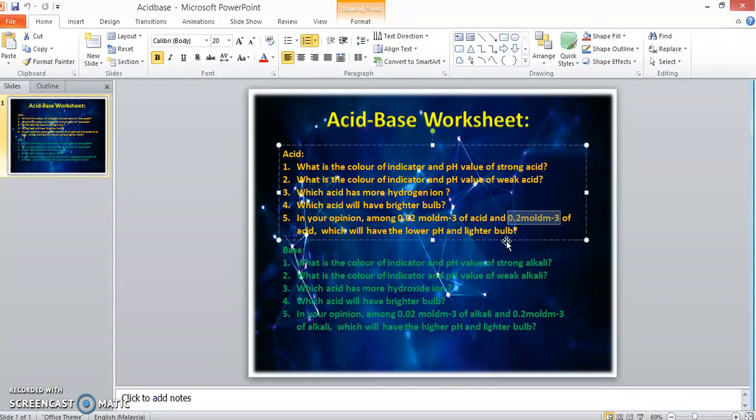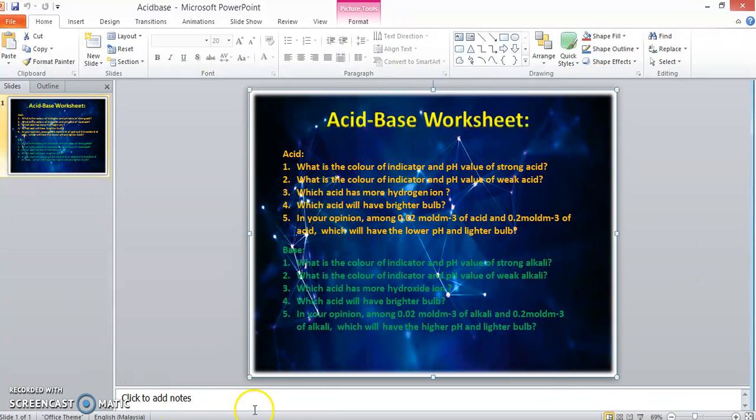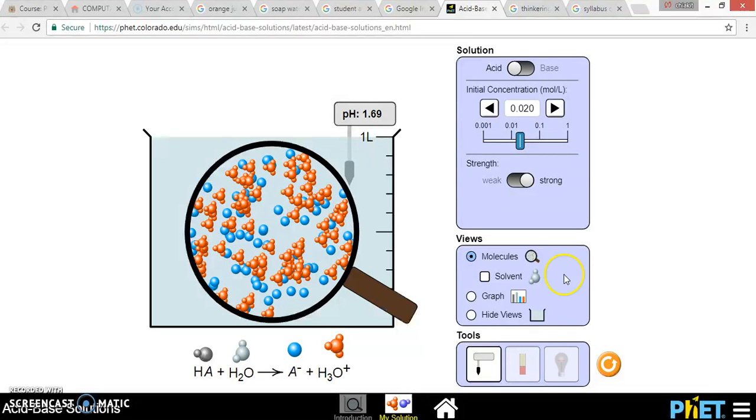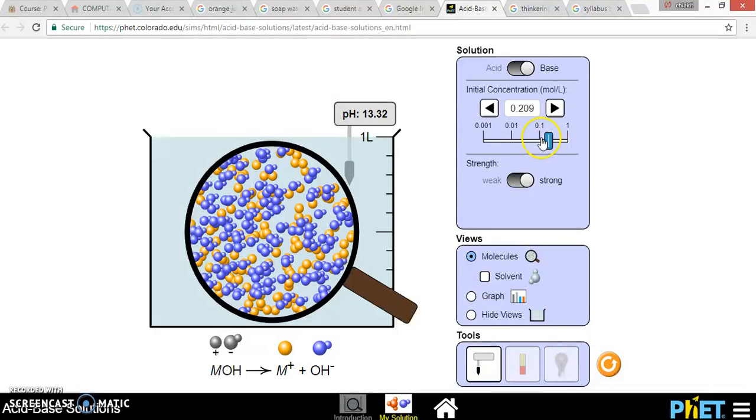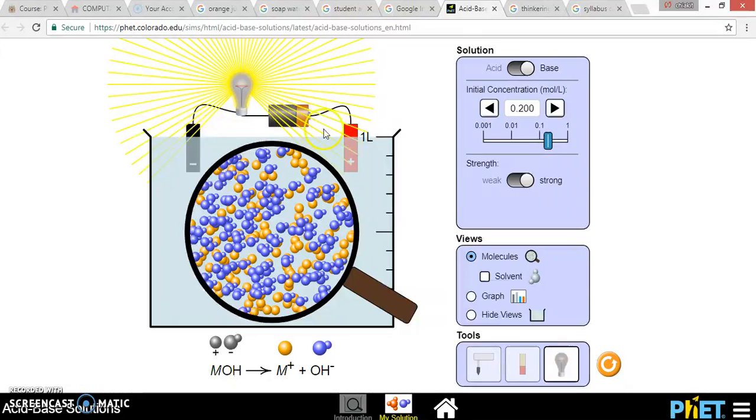Okay, so for example, for base, in your opinion, among 0.2 mole per dm cube of alkaline and 0.02 mole per dm cube of alkaline, which has the higher pH and the brighter bulb? So go back to the same website. The student can explore by pressing the base, and look at the first, 0.2 mole per dm cube of the alkaline. They can check the pH, which gives 13.3, and the brightness is shown in the diagram above.